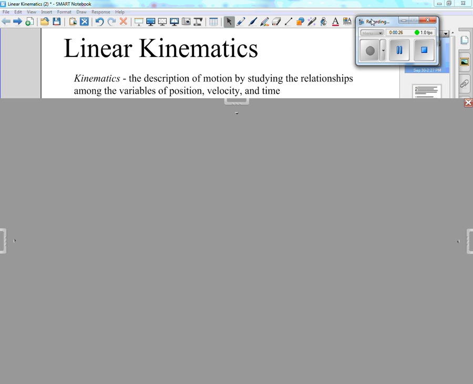We're going to talk about position-time graphs a little bit today, which you should have seen in grade 10, and in grade 11 we're going to go a little bit deeper, a more advanced look at them. So linear kinematics is the description of motion by studying the relationships among the variables of position, velocity, and time. Those are the three key things: where something is, how fast it's going, and the time that it takes for that. Is that big enough?